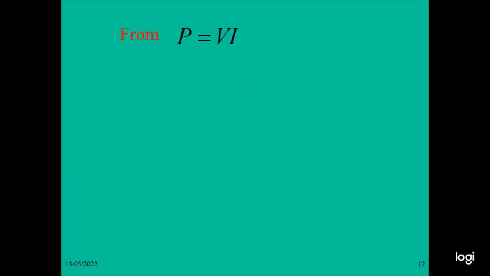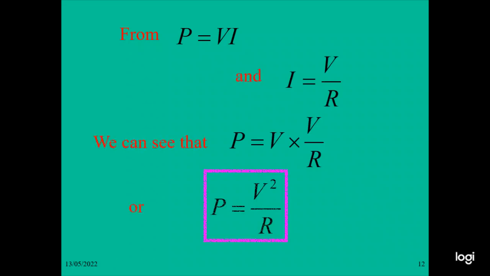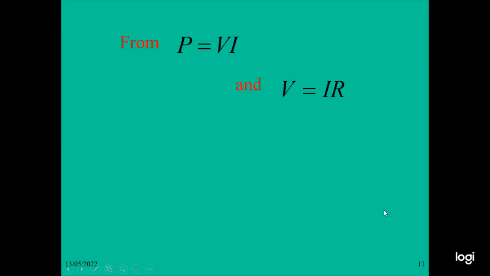So from P equal to VI and I equal to V by R, we can write P equal to V multiplied by V by R. In the place of I, you can put V by R. So V and V multiply, so P equal to V squared by R. And from P equal to VI and V equal to IR, you can see that P equal to I multiplied by I multiplied by R. V is equal to IR, so IR multiplied by another I. So this is P equal to I squared R.